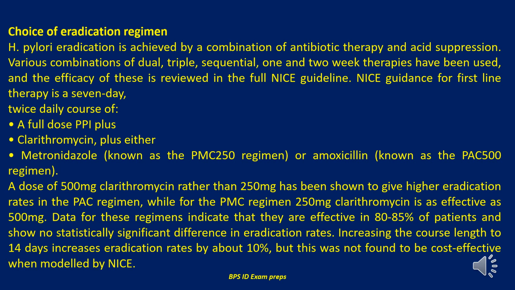A dose of 500 mg clarithromycin rather than 250 mg has been shown to give higher eradication rates in the PAC regimen, while for the PMC regimen 250 mg clarithromycin is as effective as 500 mg. Data for these regimens indicate that they are effective in 80 to 85% of patients and show no statistically significant difference in eradication rates. Increasing the course length to 14 days increases eradication rates by about 10%, but this was not found to be cost-effective when modeled by NICE.